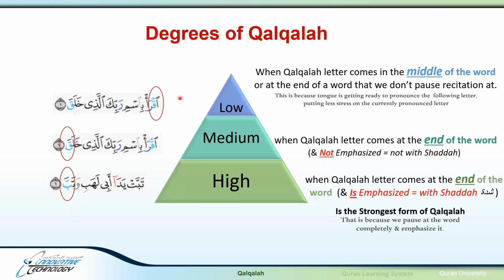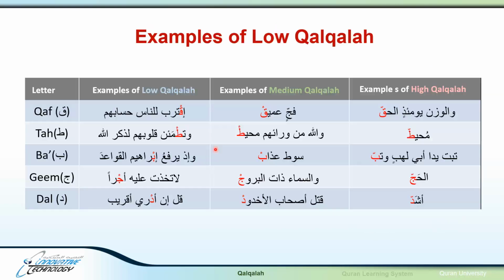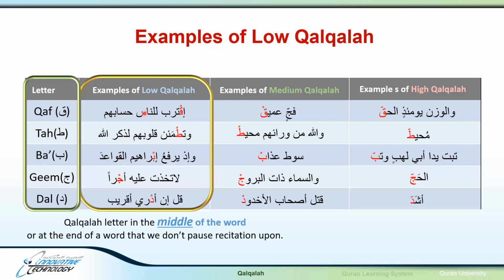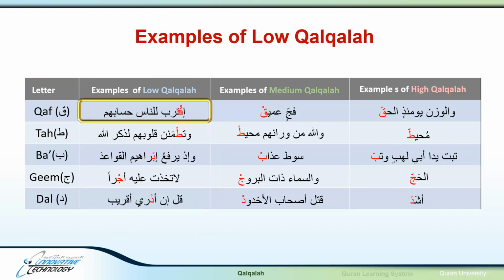So the lowest is اقرأ. The medium خلق. The highest وتب. Now we'll take more examples to illustrate that. We'll take examples for low qalqalah, then medium, then high. And for each one of those, we're going to see the letters of qalqalah, qutbu, jad. We'll start with the qaf letter, with the first example of the low qalqalah, اقترب للناس حسابهم.